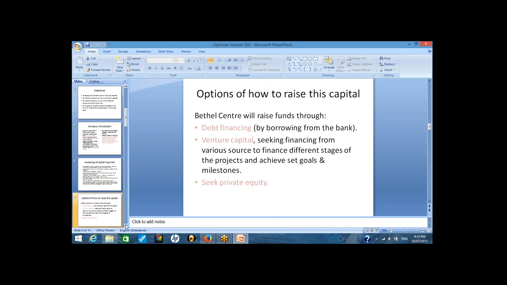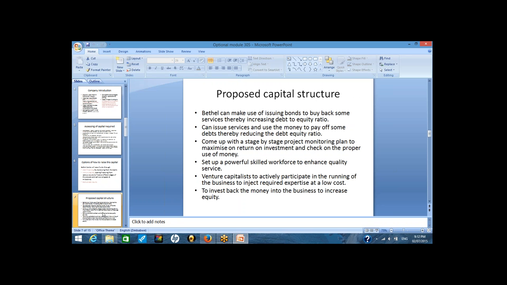On the proposed capital structure, I have not really done much, and I'm not sure whether what I put down makes much sense. I indicated that for the capital structure of Bethel, we can issue bonds to buy back some shares, thereby increasing the debt to equity ratio, or we can issue special shares and use the money to pay off some debts we have acquired from buying land, of which a little bit has been left to pay off.